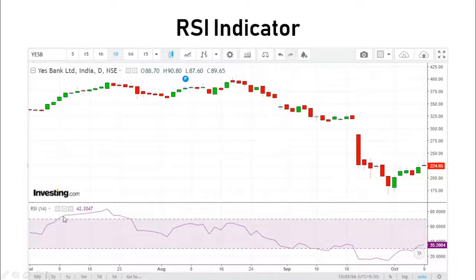So here we have when it is above the 70 level, which is marked here, this is an overbought signal. So as we can see in the stock chart itself, the stock is in an upward movement and here it reaches a small high. So this is considered to be the stock is overbought.